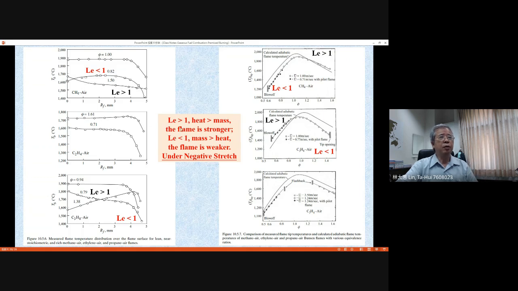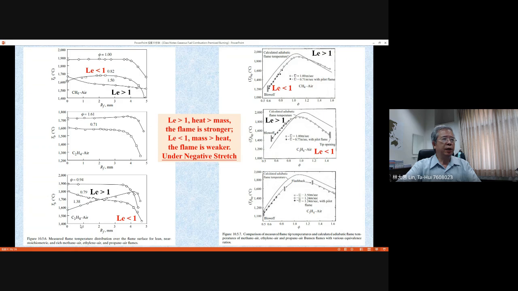Okay, this corresponds to the conclusion based on the distribution for Lewis number bigger than 1. When the equivalence ratio equals 1, that means under the stoichiometric ratio, there is no significant effect, with the Lewis number very close to 1, so the temperature will stay the same. Okay, this is a typical behavior. You can explain it based on the Lewis number for this Bunsen flame under negative stretch.